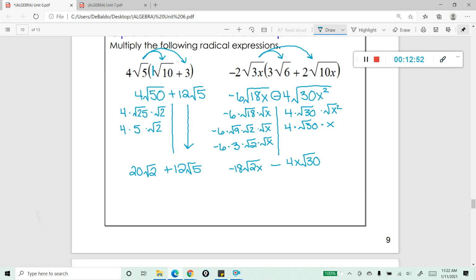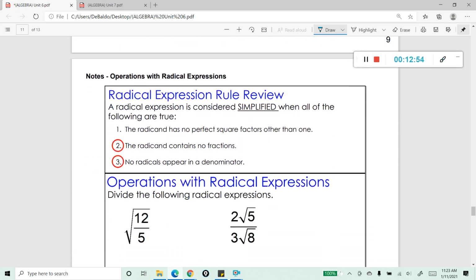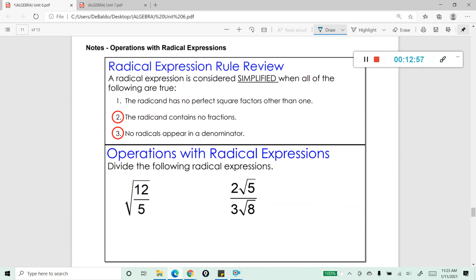Okay, now let's go ahead and look at the last operation. And I think the last operation is the most complex. So just kind of reviewing the radical expression rules that we talked about in a previous section here. A radical expression is considered simplified when all of the following are true. We already talked about number 1. The radicand has no perfect square factors other than 1. And that's what we've been talking about in the past couple sections with simplifying radicals and breaking them into their 2 factors.